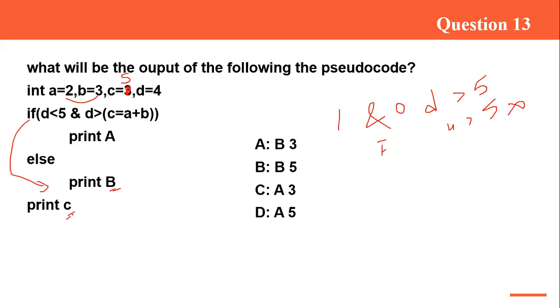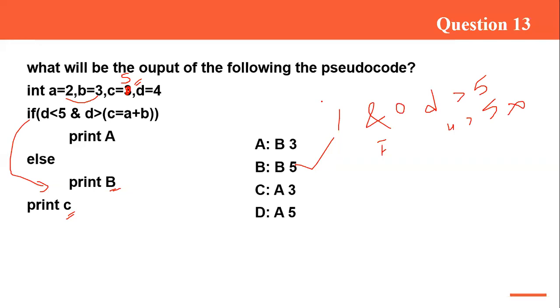And then print C. What is C value? C value is updated, right? It is 5. So what is the answer? B5, right? Why did you answer B3? Boys and girls, here it will get updated, right? Am I right? People, everyone who answered option A, I hope you understood where you made the mistake.